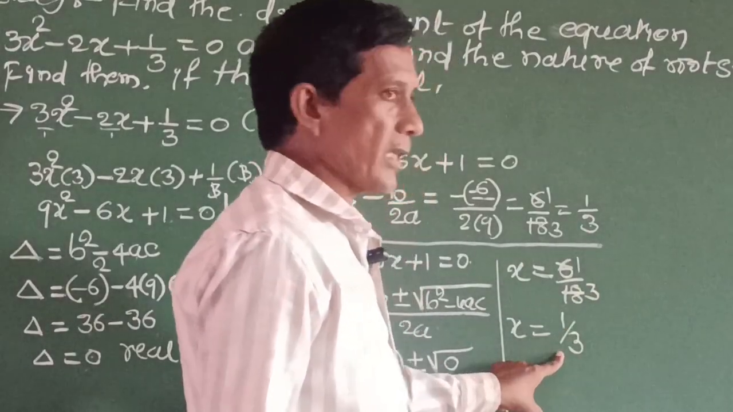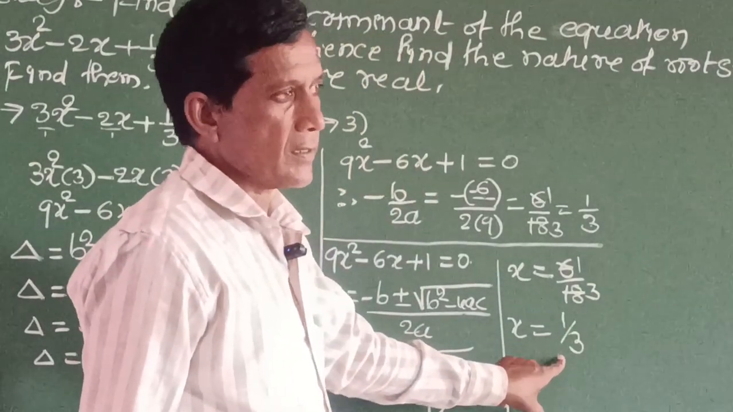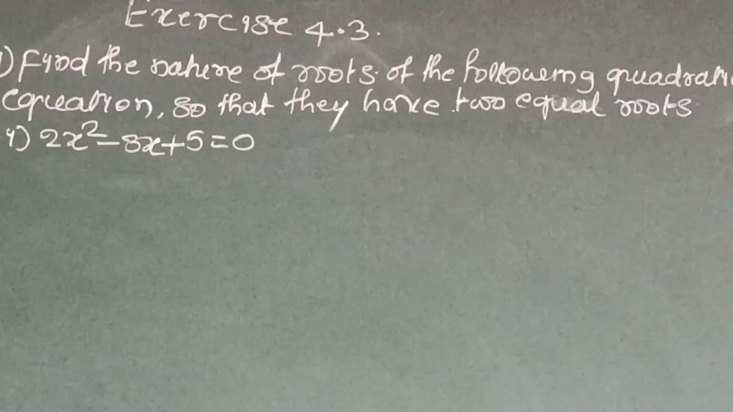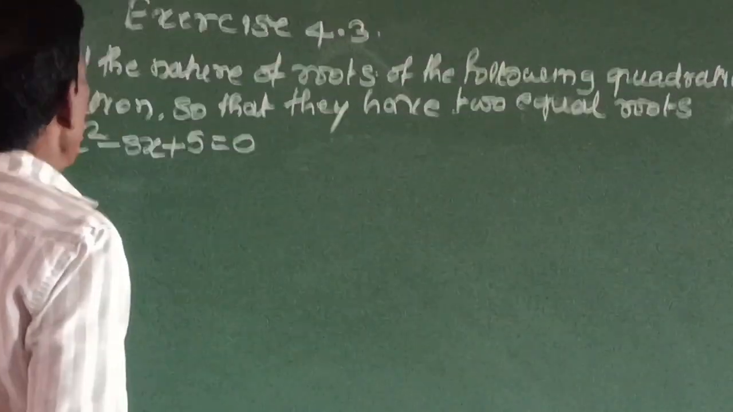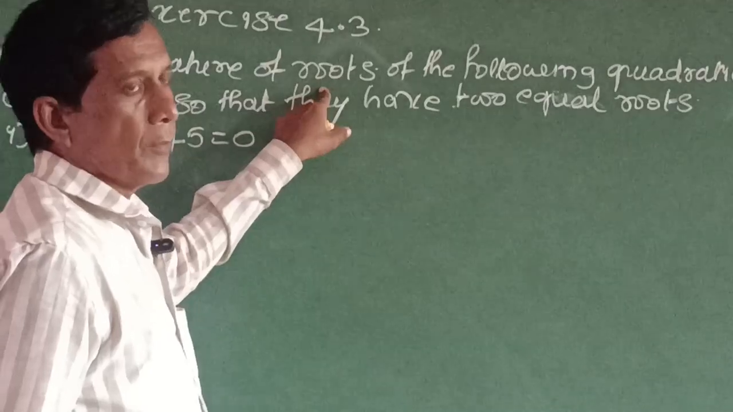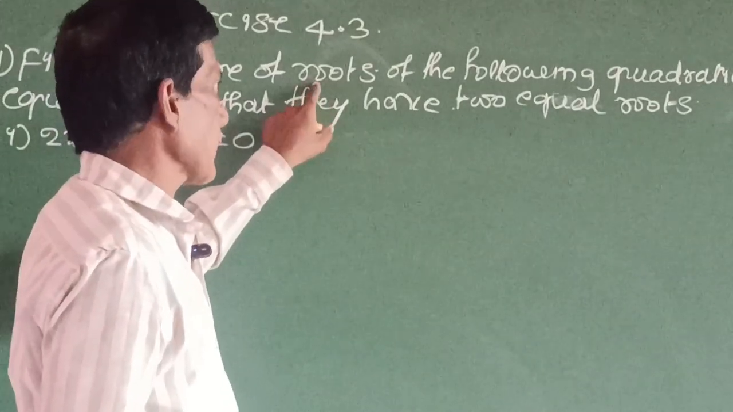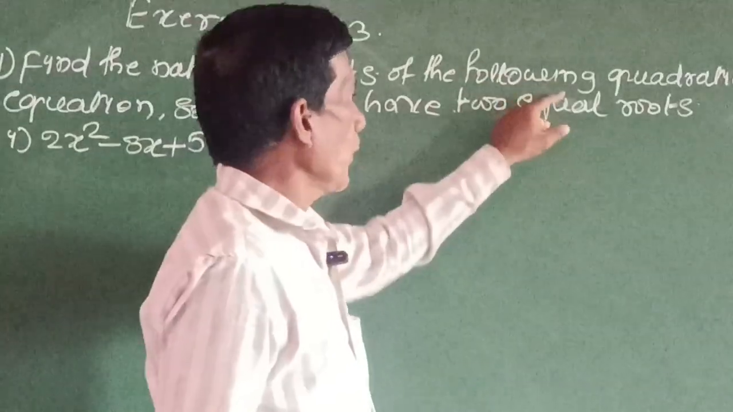1 by 3, so is the correct of 1 by 3. Yes, write it. In exercise 4.3, question number 1: find the nature of roots of the following quadratic equations.